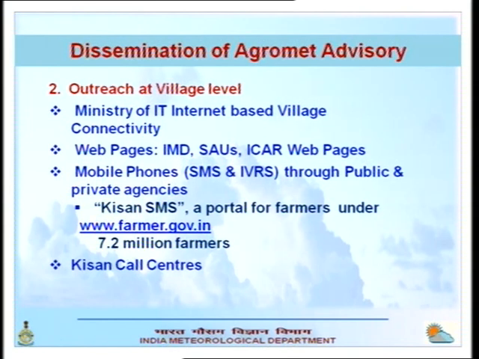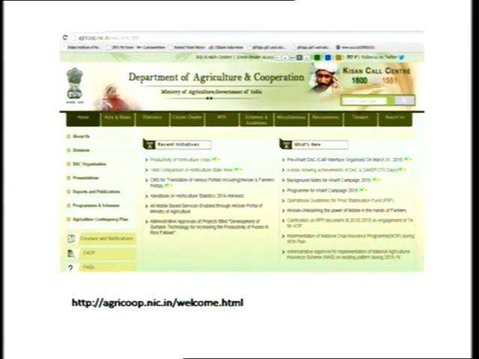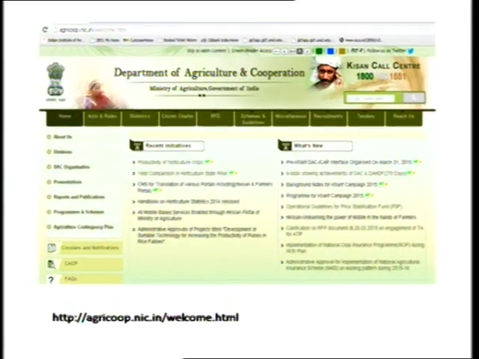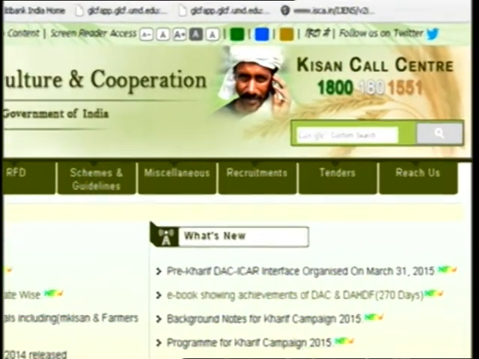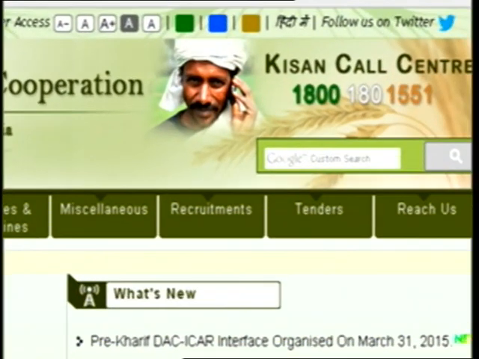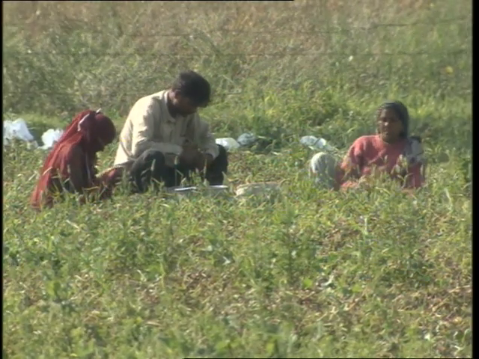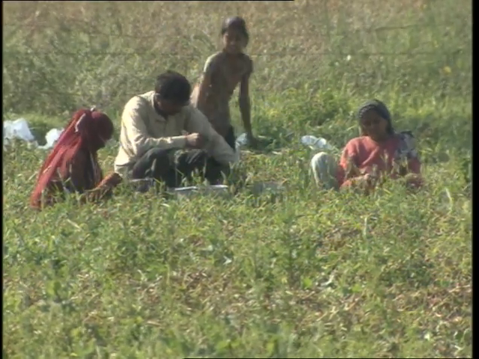Presently we are reaching out to 72 lakh farmers who have registered with various service providers to receive the alerts and advisories which are crop specific and district specific. Also, the Ministry of Agriculture has launched the Kisan portal, and about 1 crore farmers are using that information, and through Kisan call centers also. So, there are various modes, because information dissemination is a very vital component.